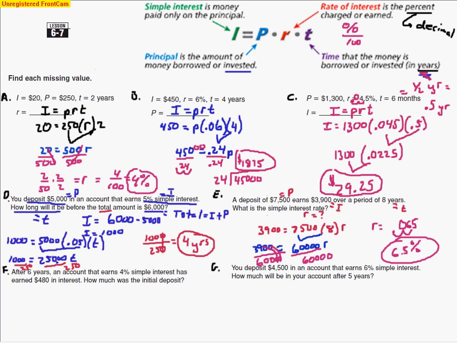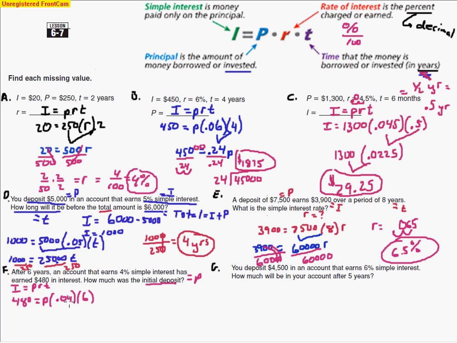Well, taking a look at the next one here, we have after 6 years, well, obviously that's time, an account that earns 4% simple interest has earned $480 in interest. All right, so we know that's interest. So let's go ahead and write that in there. I equals PRT. Remember, that's our formula. So interest is 480 equals the principal. Oh, well, how much was the initial deposit? We don't know that. That's our unknown. So principal times the rate, which is 0.04, and then times time, which is 6 years.